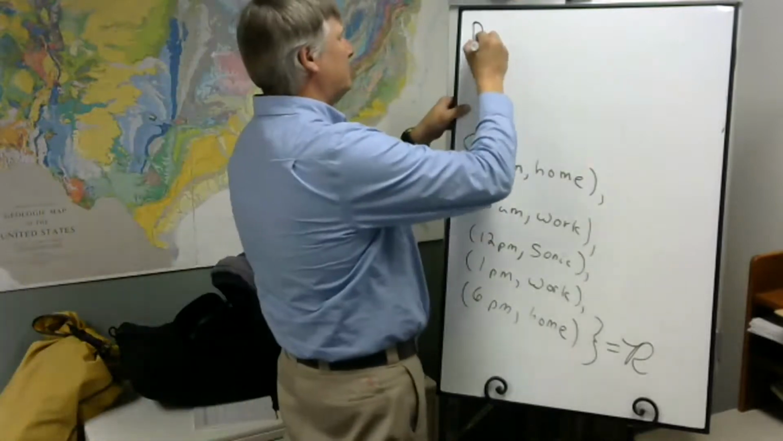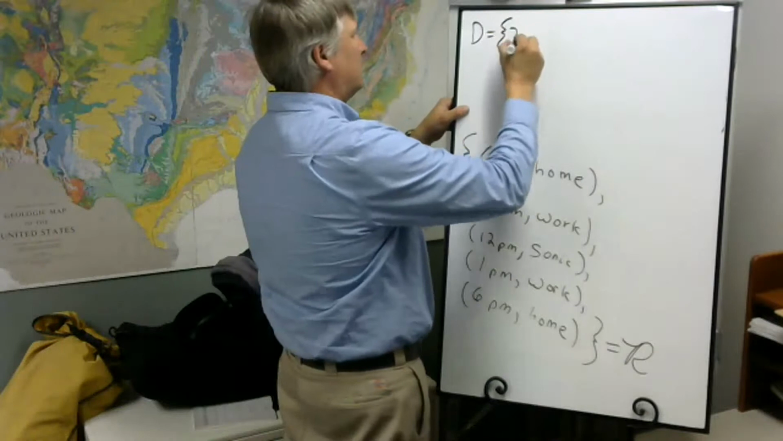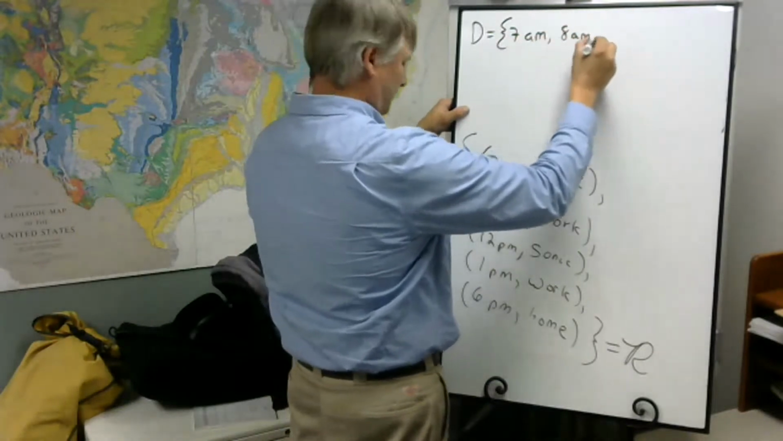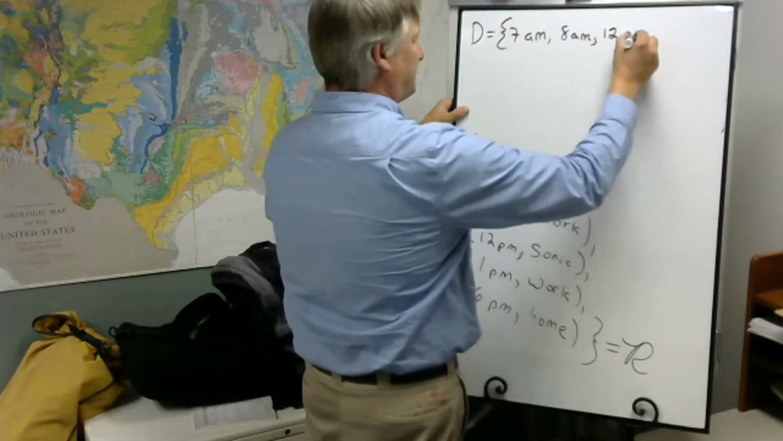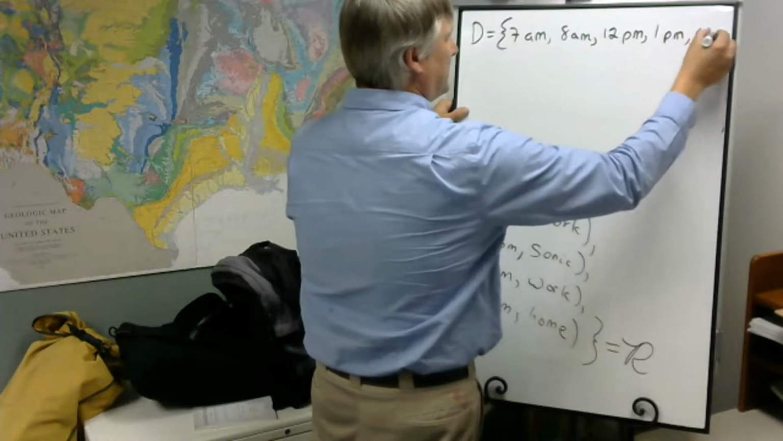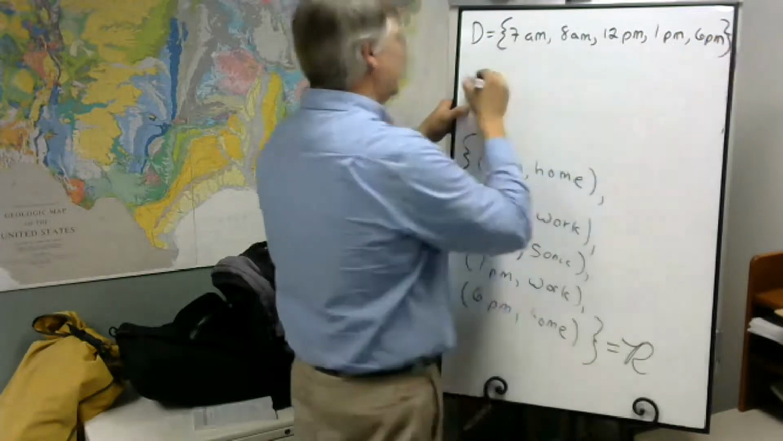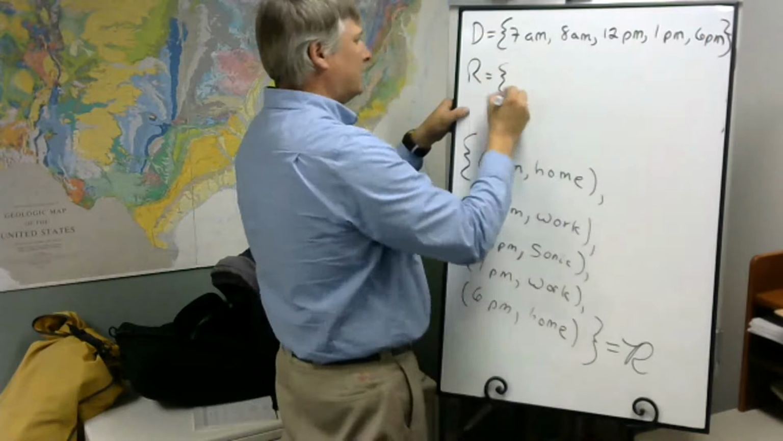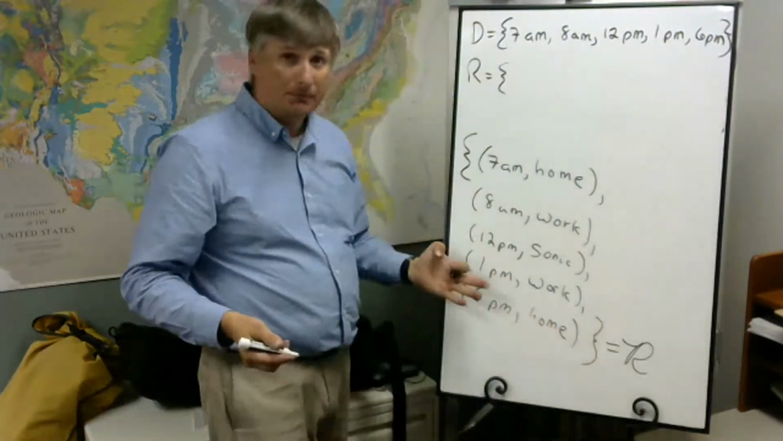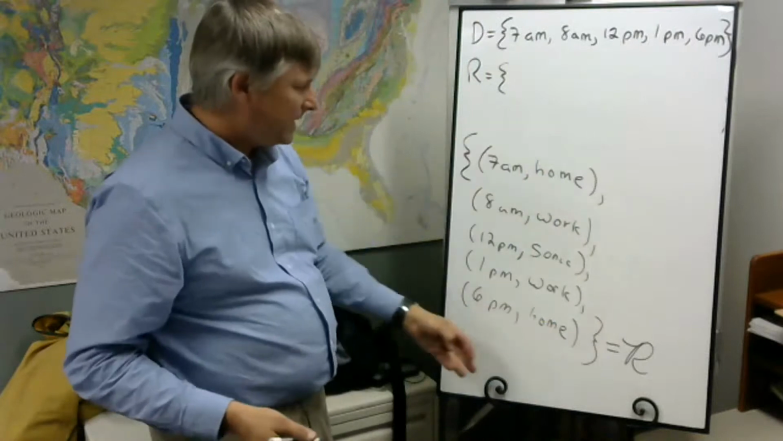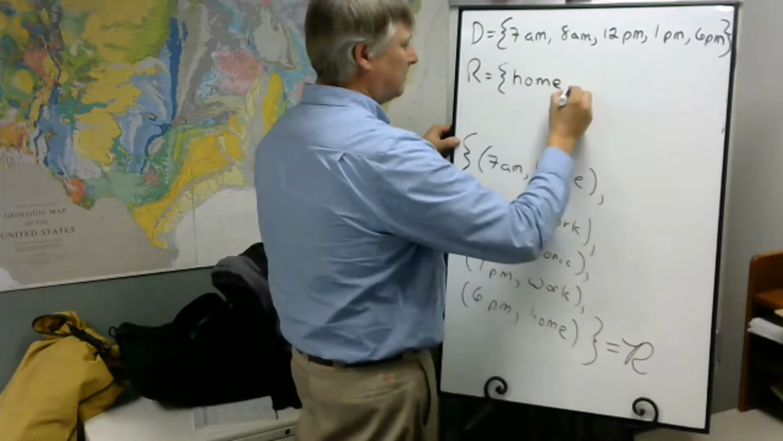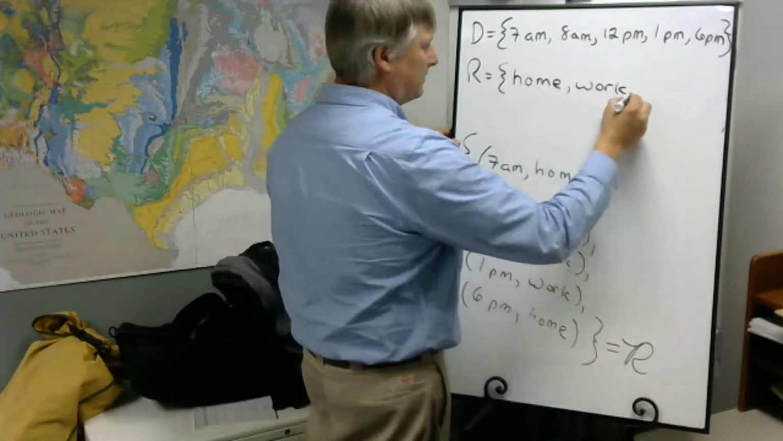But here our domain is 7 a.m., 8 a.m., 12 p.m., 1 p.m., 6 p.m. And our range, now domain is the set of all the possible times that showed up in this relation. The range are all the possible locations, and really the locations, it's home, work, and Sonic.